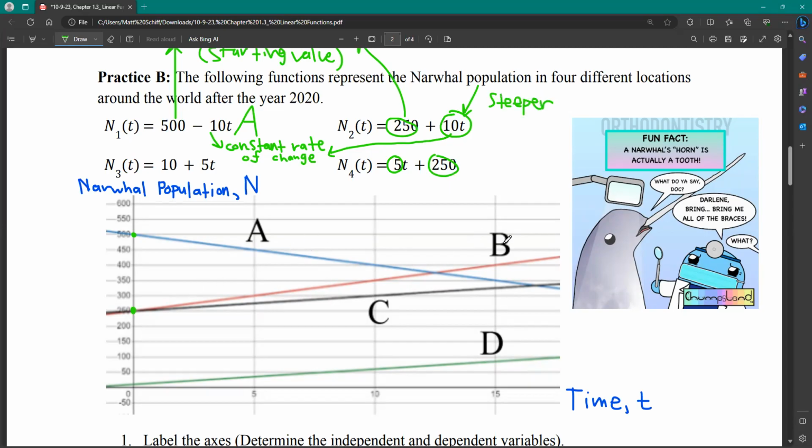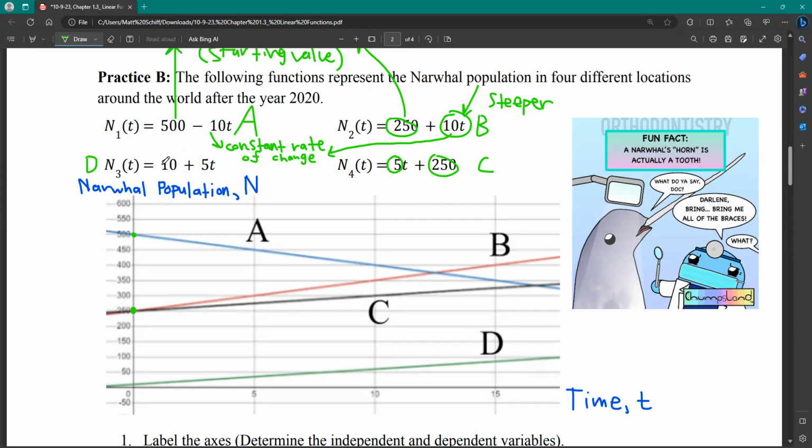So graph B is steeper. It's increasing faster. So that's B. N2 of t is B. Therefore, N4 of t must be graph C. So with the same vertical intercept, it has a smaller constant rate of change. It's not gaining as many narwhals every year. So the graph will be a little bit flatter, a little bit more horizontal. And then N3 of t must be graph D.